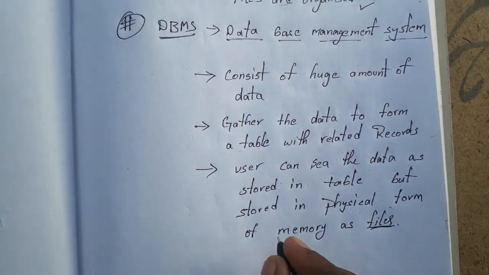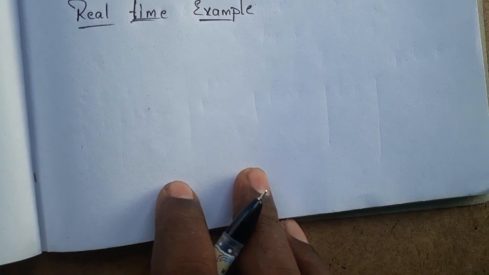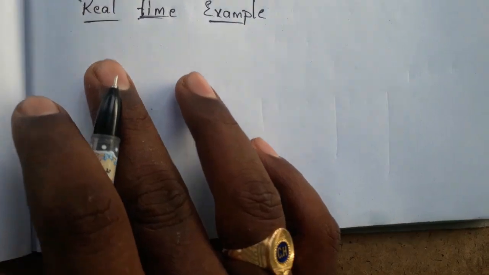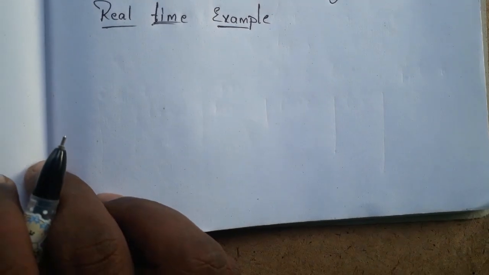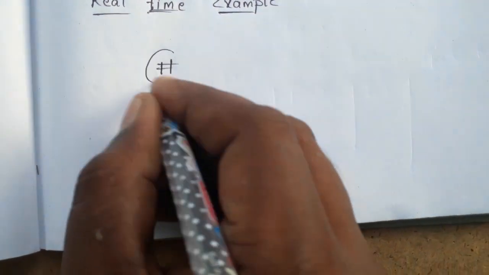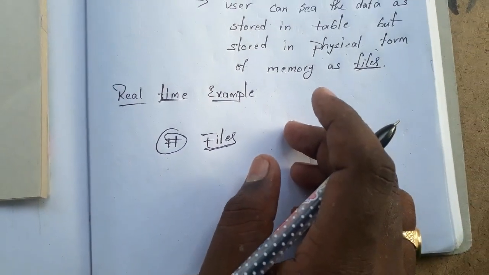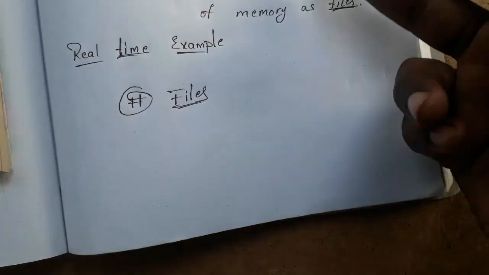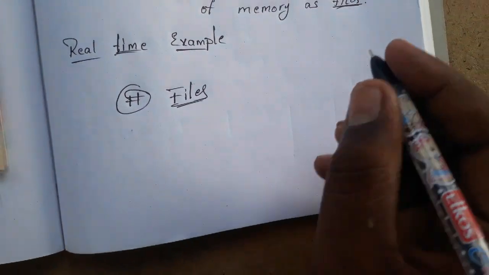Let me explain this concept with a real-time example: what is DBMS, what are files, and how those files are organized in DBMS. So far I explained only the concept of DBMS. Now I'm going to explain about files first, and then I'll explain how DBMS and files work. A file is a named collection of related information that is recorded in secondary storage. What I said before about how files are formed is nothing but a named collection of related information.